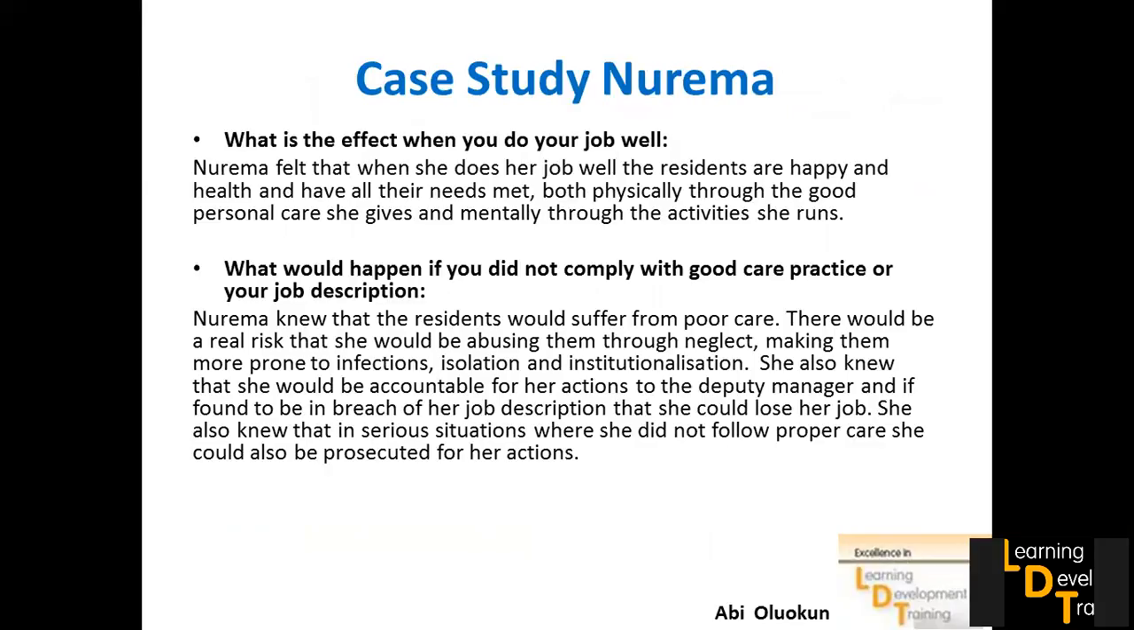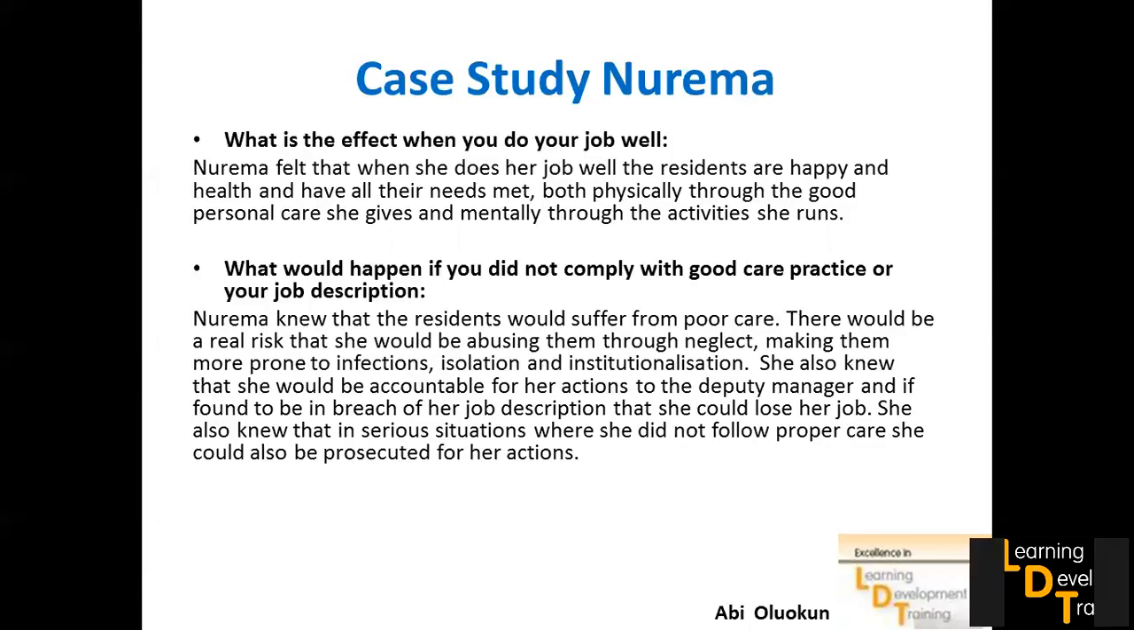She felt that the residents would suffer from poor care. There would be a real risk that she would be abusing them through neglect, making them more prone to infections, isolation, and institutionalized care. She also knew that she would be accountable for her actions to the deputy manager, and if found to be in breach of her job description, that she could lose her job. She also knew that in serious situations where she did not follow proper care, she could also be prosecuted for her actions.